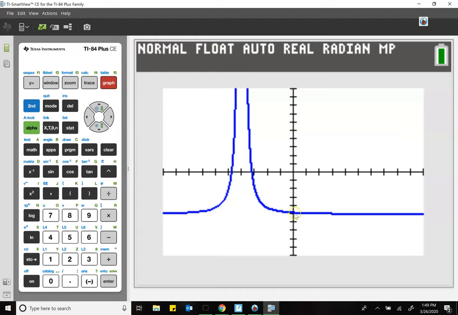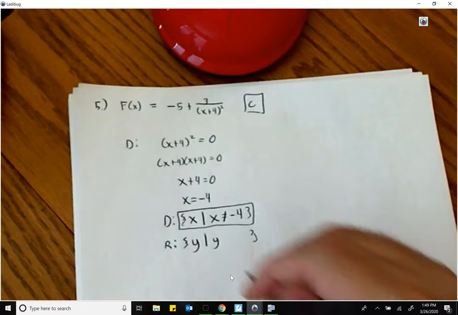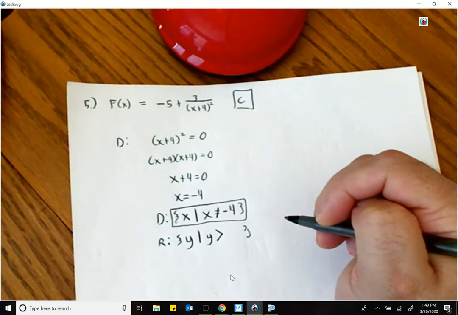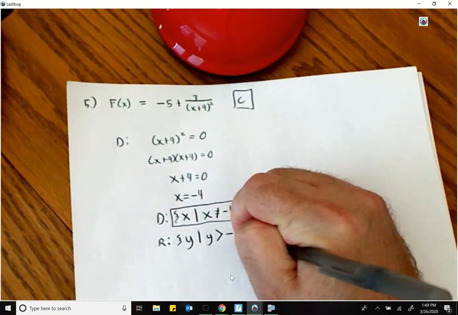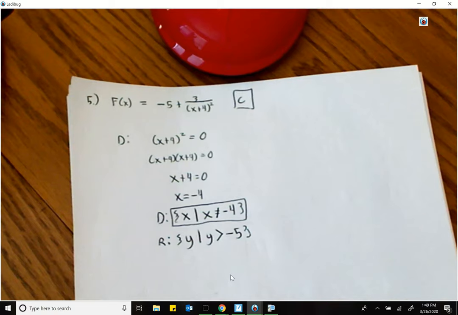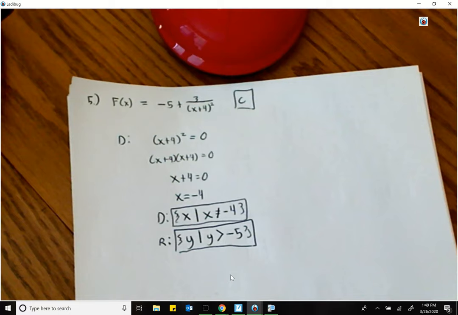So what that means for us in the range is that we like all these values that are above negative 5. If we're writing that up, our range is all the values above, which means it's greater than negative 5. Don't put an equal to because we don't like negative 5. You won't touch negative 5. You'll get really, really close to it, but don't touch it, just like annoying siblings will do. Be like, I'm not touching you, I'm not touching you, I'm not touching you. That's what's going on at negative 5. The graph's going to get really, really close to it, but not cross it. And that right there is the range. Again, I just look at the graph and have it tell me what the range is.